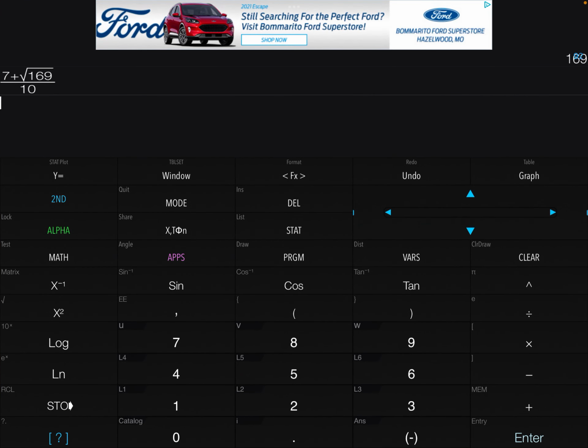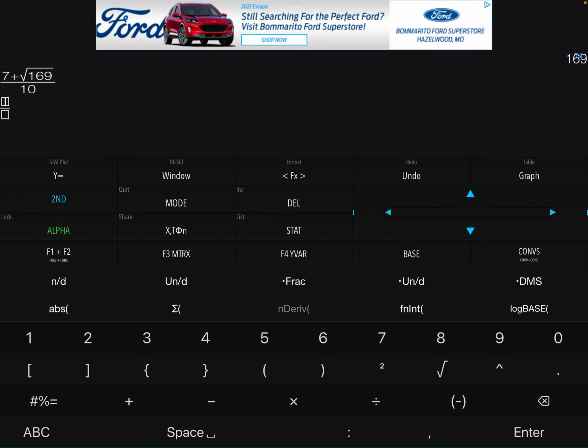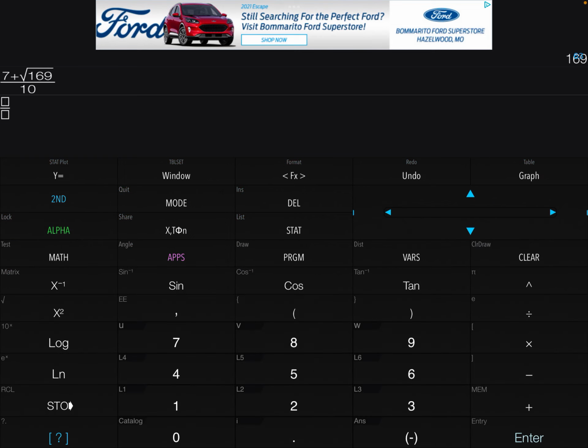Now I want to do the subtraction version of this problem. So I'm going to press second, enter. I can just do the whole thing again. Let me clear this out. So I have 7 minus square root of 169 divided by 10. And I get negative 0.6 as my second answer.